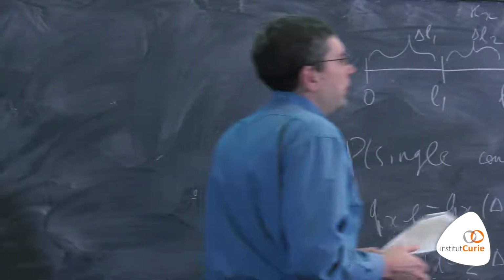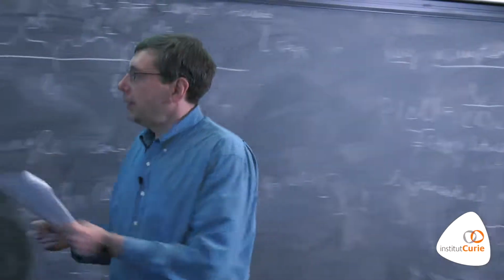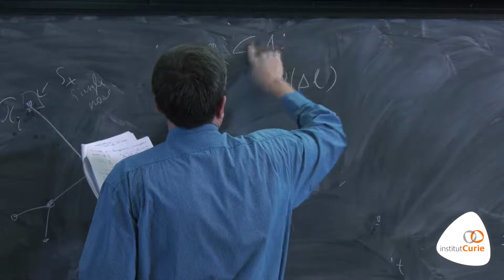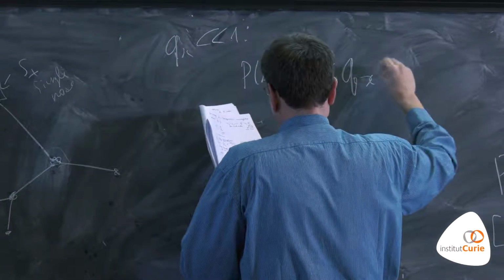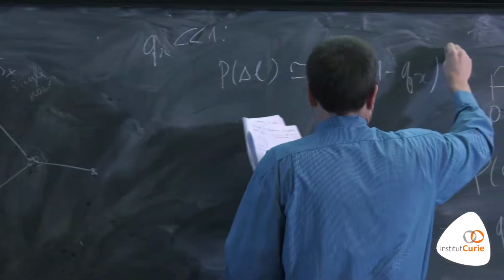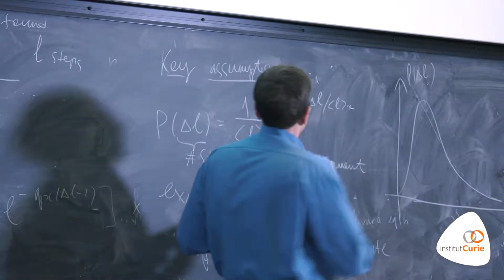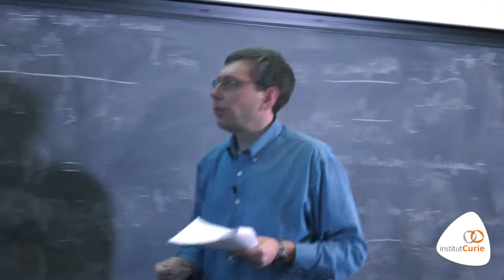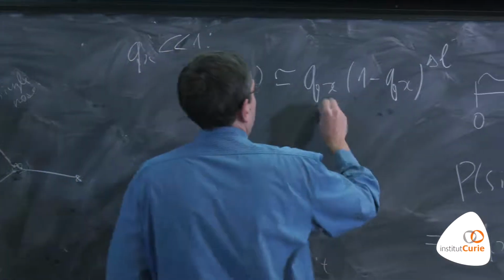So suppose this one is large, that's my limit, and then this one, Qx, is small, much less than 1. Then I can just expand the exponent. So all I did, I expanded this in Qx, right? This is e to the minus Qx delta L. And then I expand and I retain the first 2 terms. And now this is a geometric distribution. This is the delta L failures, right?